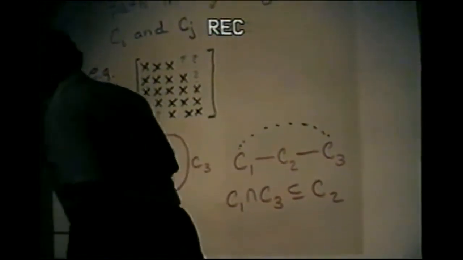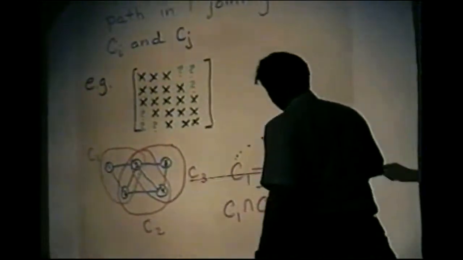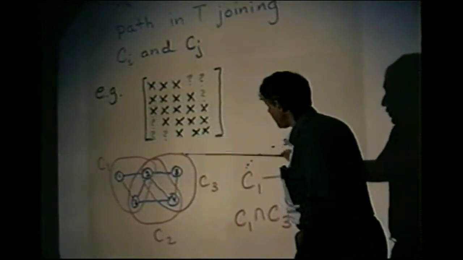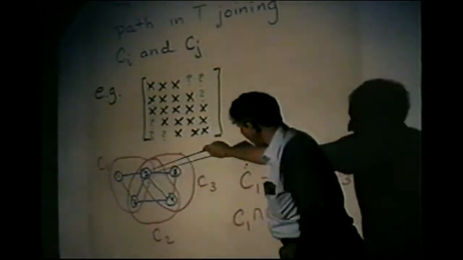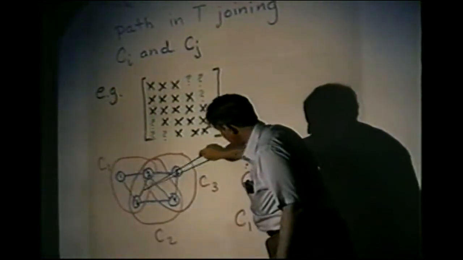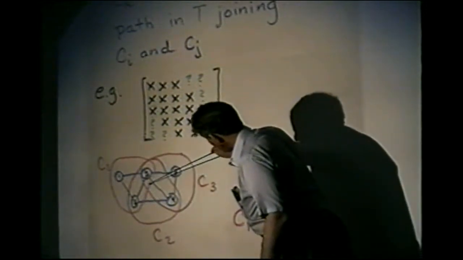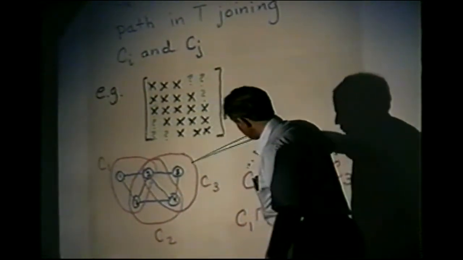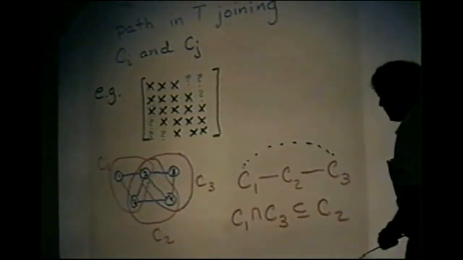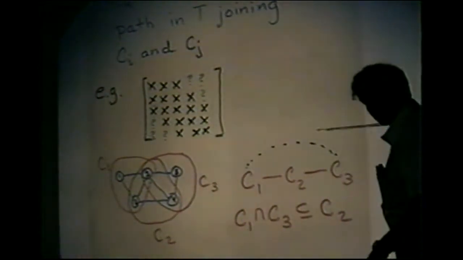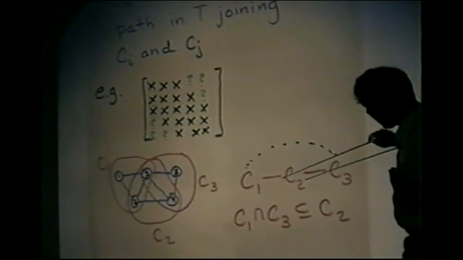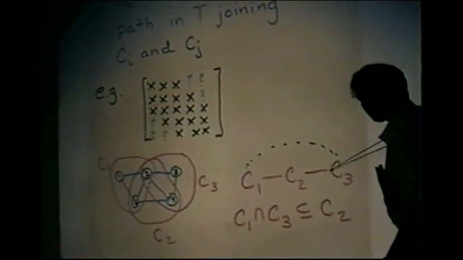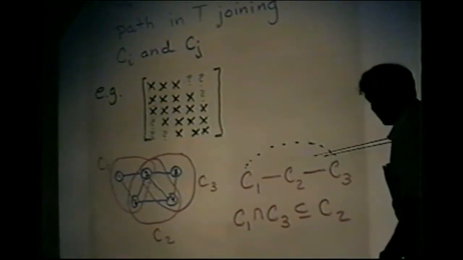Okay? Here's a simple example. This corresponds to a five-banded pattern, which is chordal. Here's the graph indicated in blue. There are three maximal cliques, C1, C2, and C3, outlined in red. And here's the clique intersection graph. Every pair of these cliques intersects, so the clique intersection graph in this case is complete.